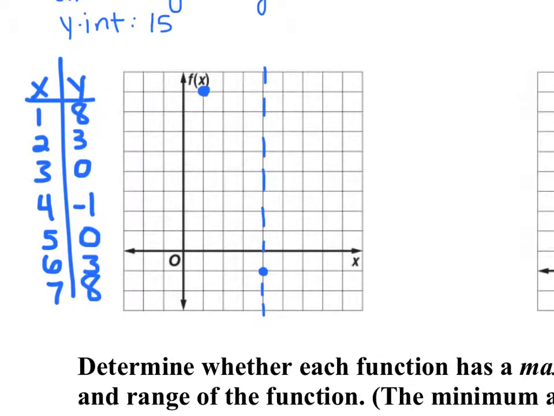And then it's twin point, so I can go like this, 3 away, same height. And then we have 2, 3. So that's going to be over 2 up 3. Same thing. 2 away, 2 away. And the last point is 3, 0. That's just right here, and then its twin point will be there.